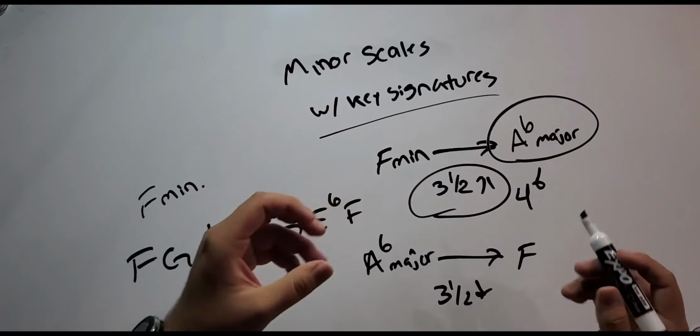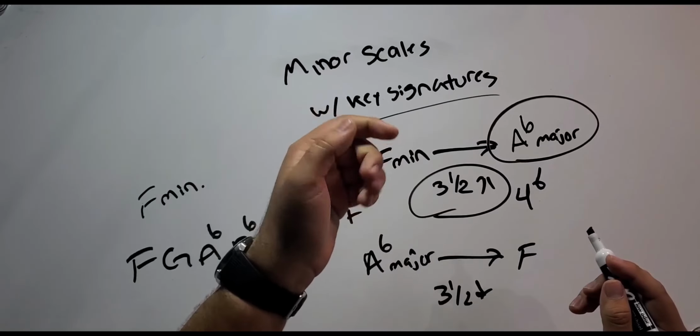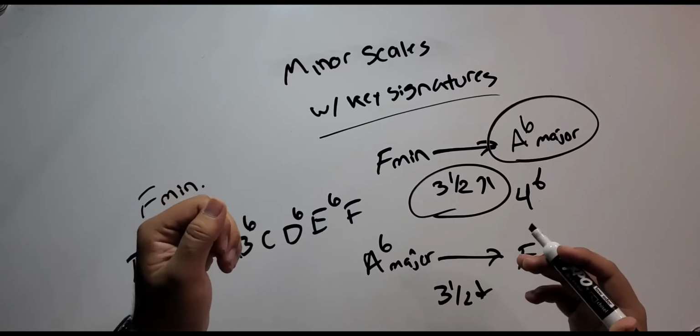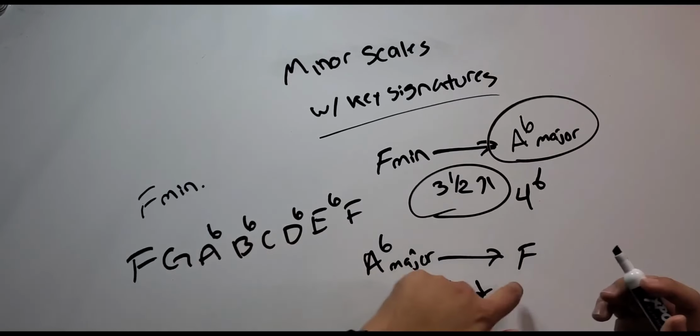But in this case, it's not. We went from A flat, 1 half step was G, another half step would have been G flat or F sharp, another half step would have been our F.